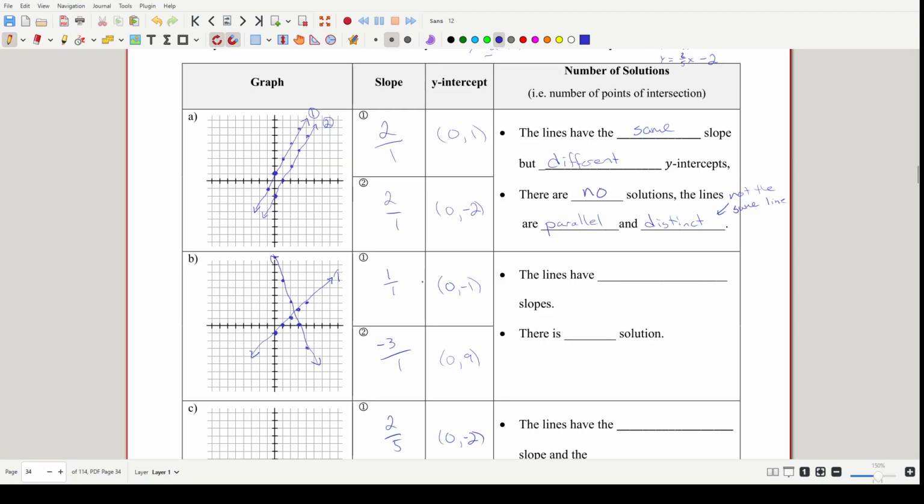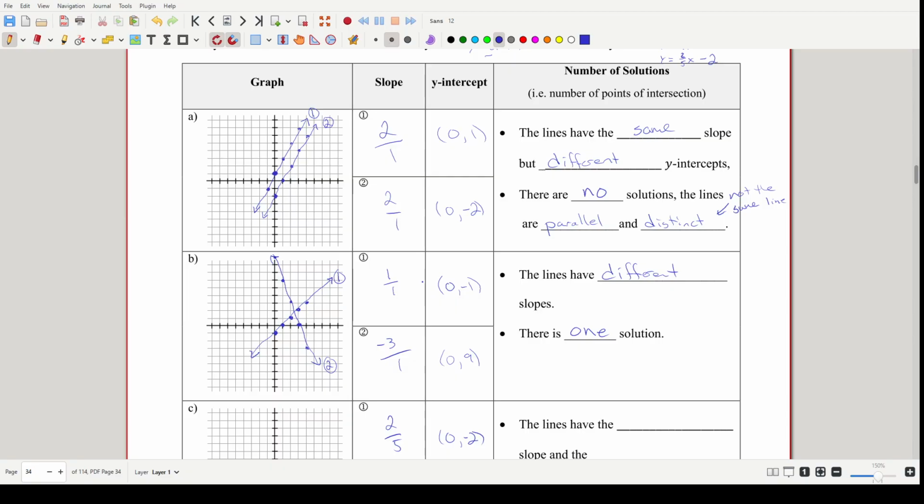All right, so we got equation 1 and we got equation 2 here. Now in this case, they both have different slopes and they both have different points of intersection. Because they have different slopes, they absolutely will cross at some point. So the lines have different slopes. That means that there is going to be exactly one solution.